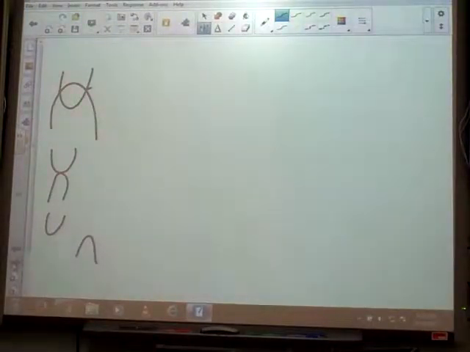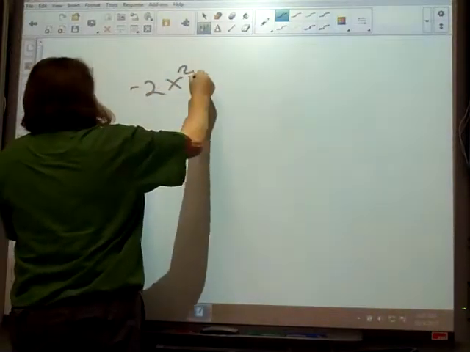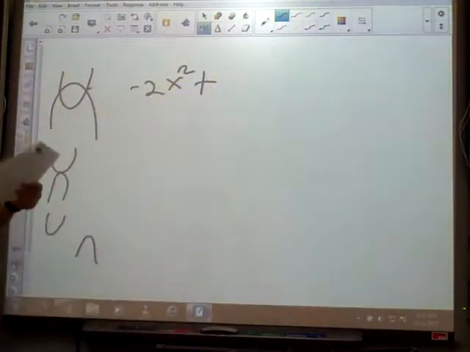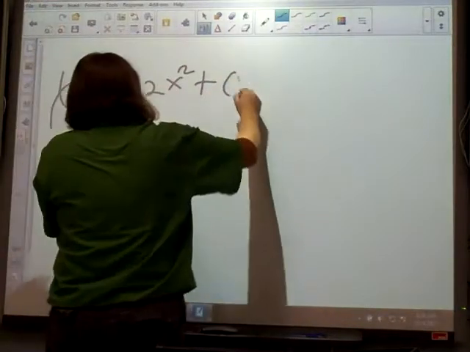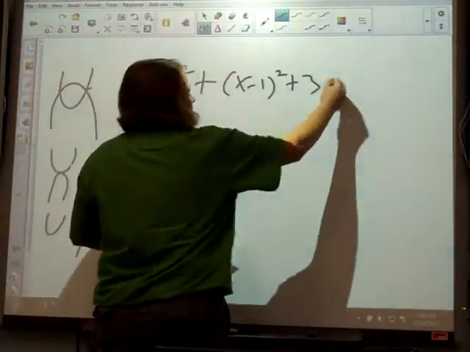That second equation is already solved for y. So I'm going to take what y is and substitute it in the y spot in the first equation. So I've got negative 2x squared plus, but instead of y, I'm going to write what the second equation tells me y is: x minus 1 squared plus 3, and then back up to the first equation, equals 1.